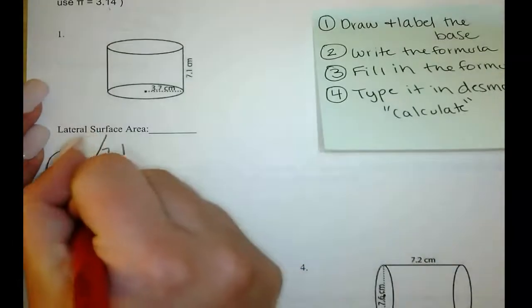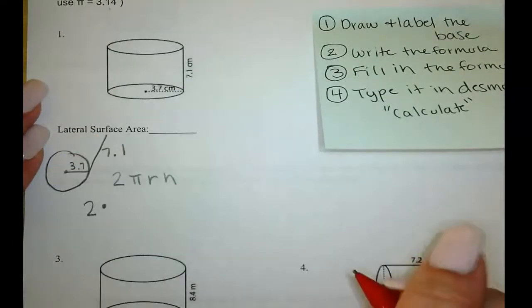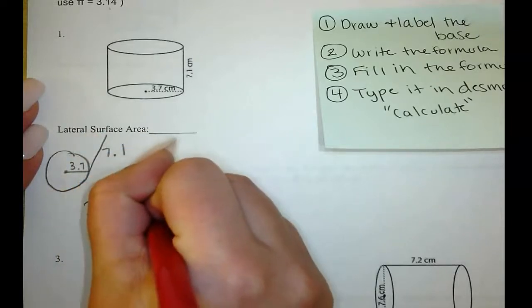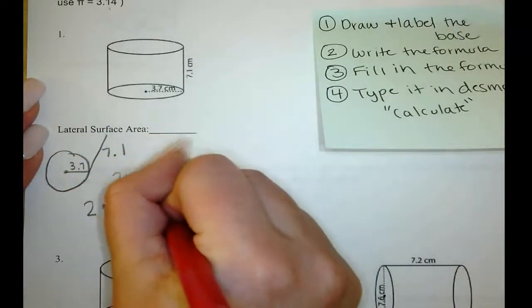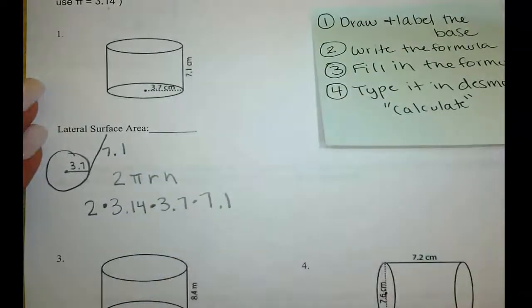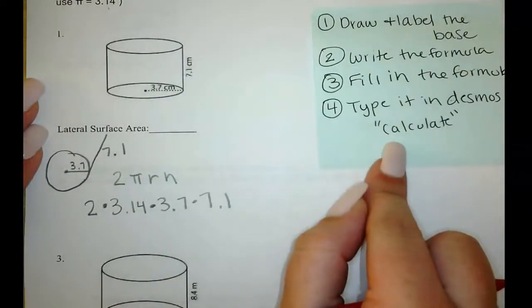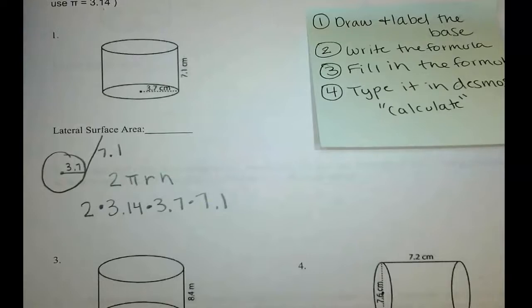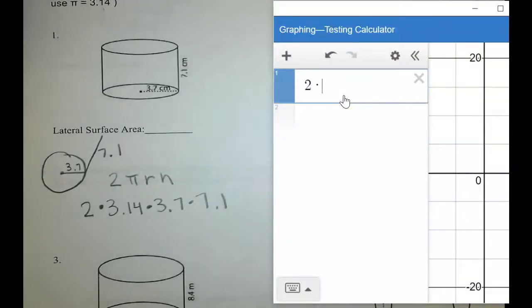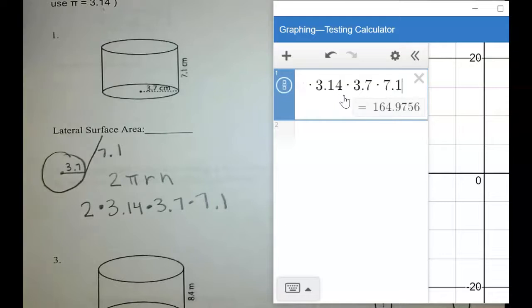Now we're going to fill in the formula with the numbers from the problem. So we're going to rewrite it. 2 times, instead of pi, we're going to write 3.14, because that's what we're going to type in, times the radius of 3.7, times the height of 7.1. Now that I've filled it in, I'm going to calculate. So I'm going to open Desmos and type it in. So 2 times 3.14 times the radius of 3.7 times the height of 7.1.